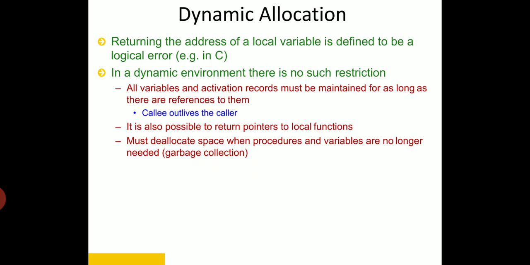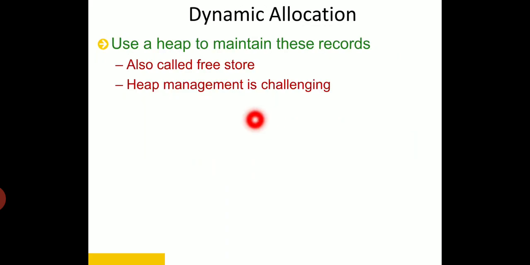Whenever we are allocating memory from the heap, that is dynamic allocation, after the usage we should deallocate. So here it is said to use a heap to maintain these records. We can also call the heap a free store, because a pool of memory will be available, and from that heap we can allocate memory for the variables during runtime. After the usage we have to free the memory, but heap management is a challenging process.